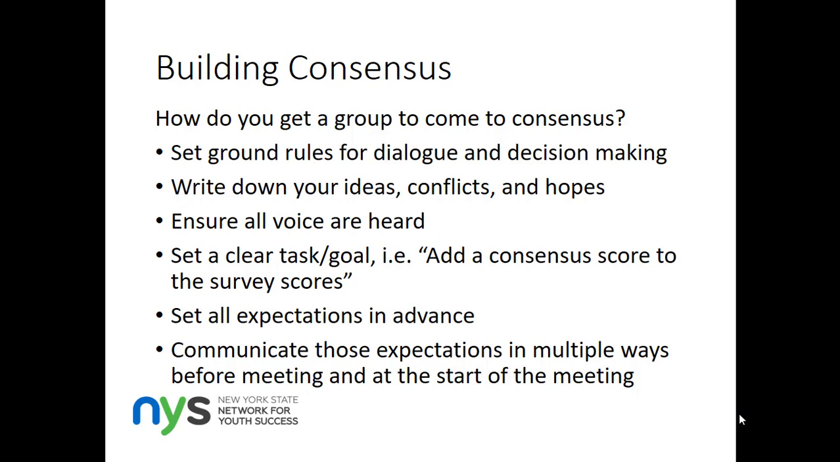Another thing to consider is setting a clear task or goal. So making sure that you're clear, we are here today to add a consensus score to the existing survey scores. So we are coming to agreement to say, based on this data, we all agree we are at 3 competent, or we are at 2 needs improvement. And now let's talk about what we might do. All of these expectations should be set in advance, and you want to communicate those expectations in multiple ways before the meeting and at the start of the meeting to make sure everyone is clear and on the same page.